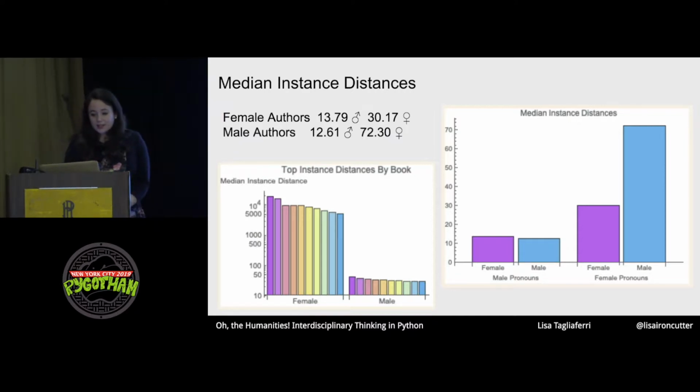Shepard. This had an average of 19,713.5 words between feminine pronouns. That is nearly 20,000 words. As a counterexample, the greatest median male instance distance was 43.5 words. That was in Marjorie's Busy Days by Carolyn Wells.